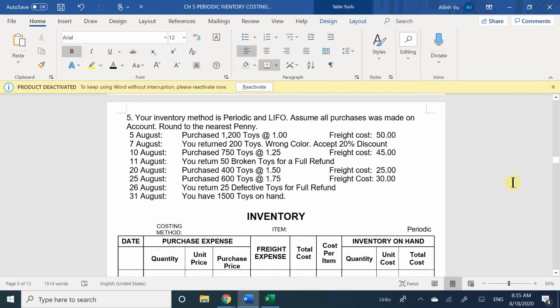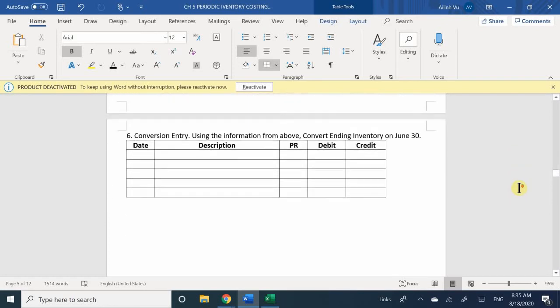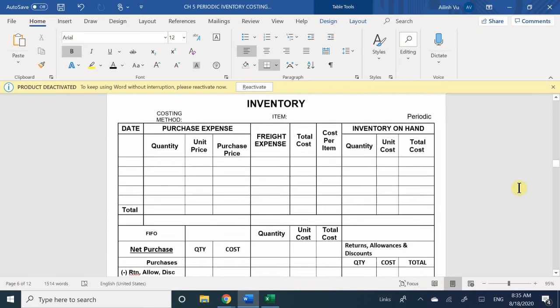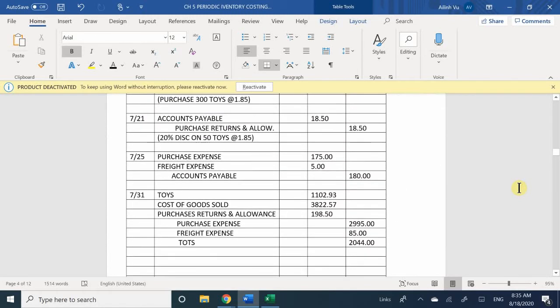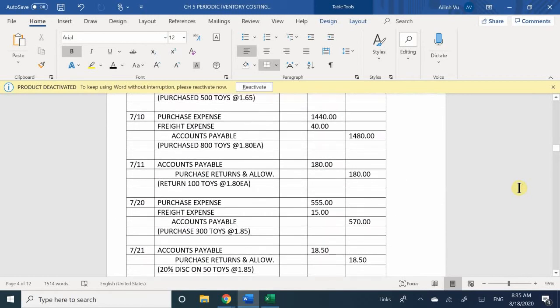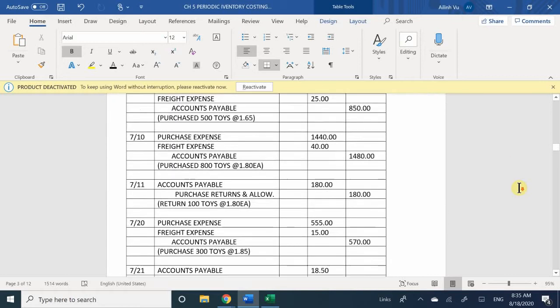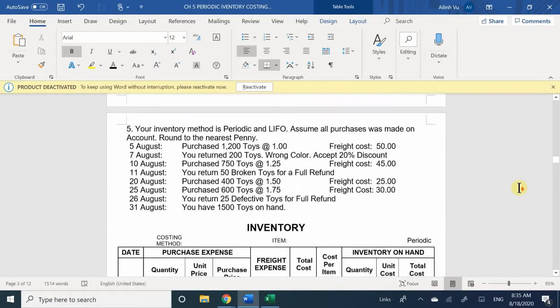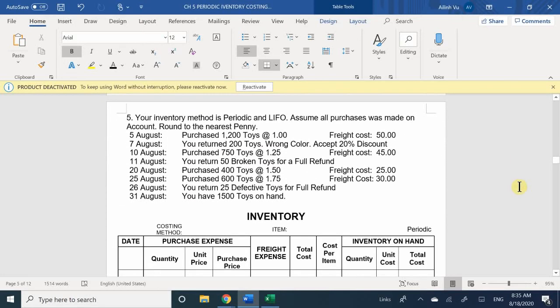Now, this one, again, I'm not going to require you to journalize because it's going to look identical to the one that we've done before. The only difference is the calculations are going to be different. So make sure that you are aware of that. All right, so let's go ahead. What happened on August 5th?